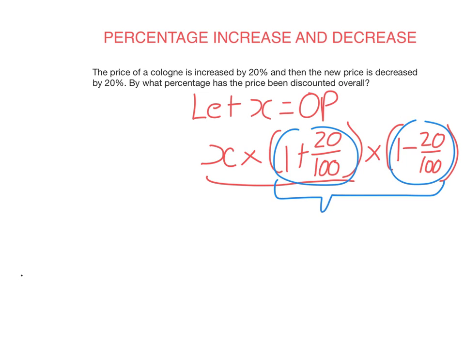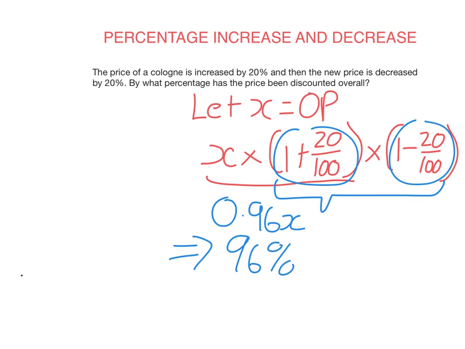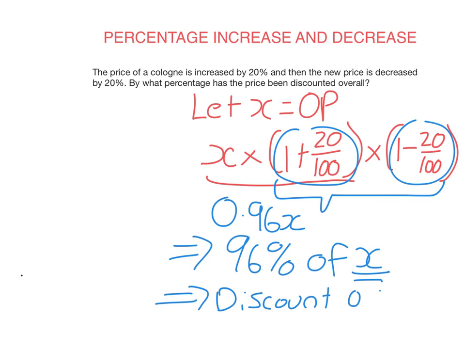So this is equal to 0.96x, which you know from the previous lesson is the same as 96% of x. So if you increase the price by 20% and decrease the new price by 20%, it will cost 96% of the original price. So that means it is a discount of 4%. The price will be 4% lower than it started.